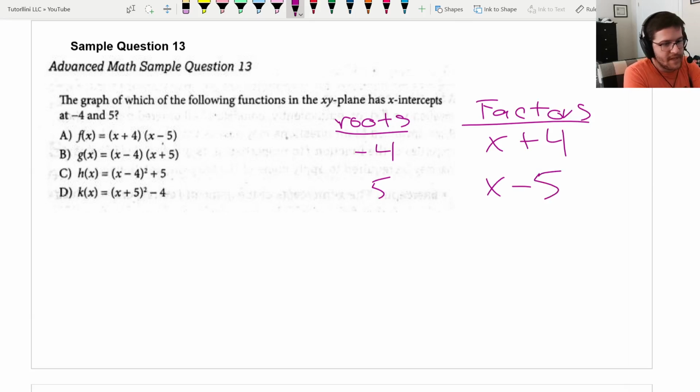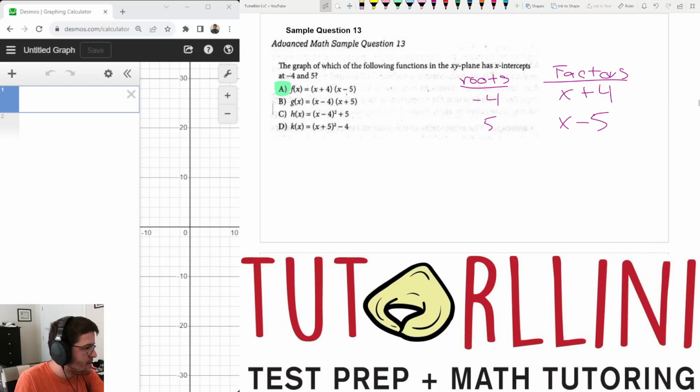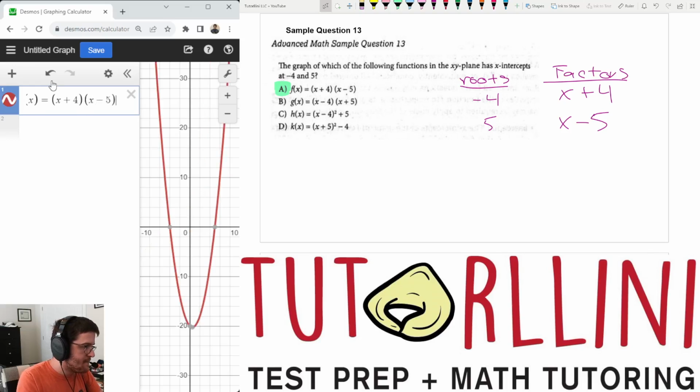So it should have both of those factors. And the only one that has both those factors is A. We can verify our answer too by coming over here and typing in f of x equals (x plus 4)(x minus 5). And if we click on the x-intercepts, we see they are at -4 and 5. So we did a good job. Definitely understanding the factor theorem is really important because that could be crucial to another question.